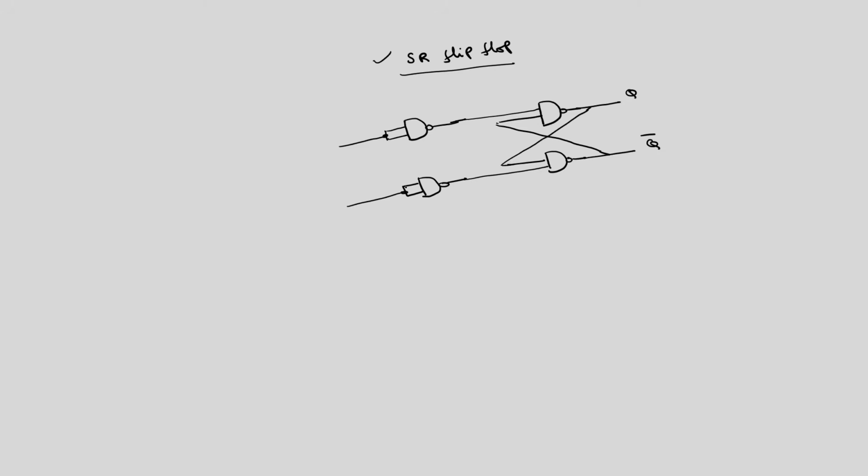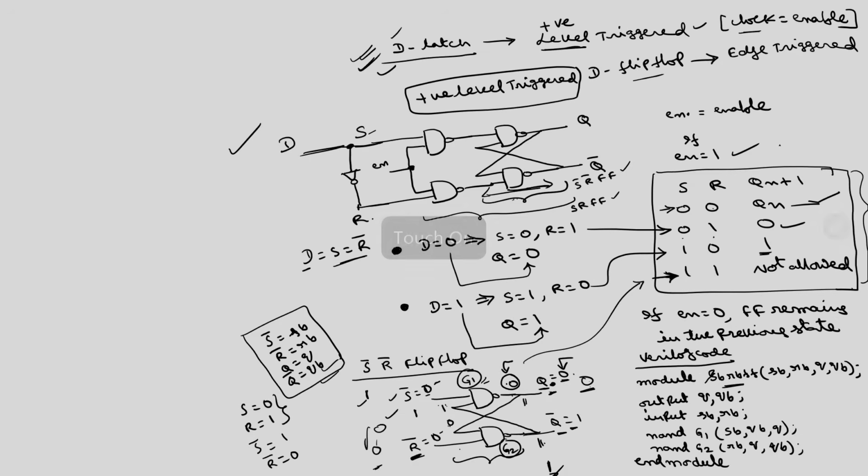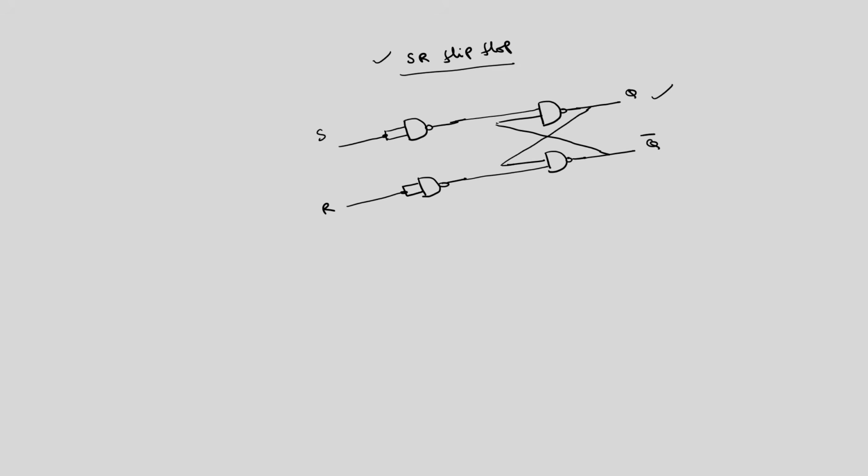This is your SR. We can verify the truth table of this one also, same as the previous truth table. So, this is S bar R bar, this circuit we have discussed. Now, what is the Verilog code corresponding to this SR flip flop? This code you can instantiate.